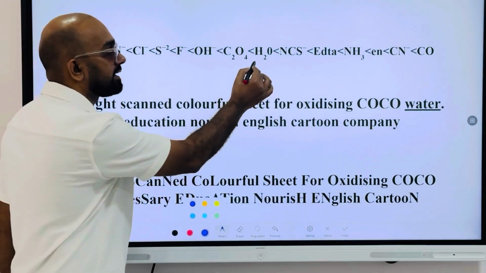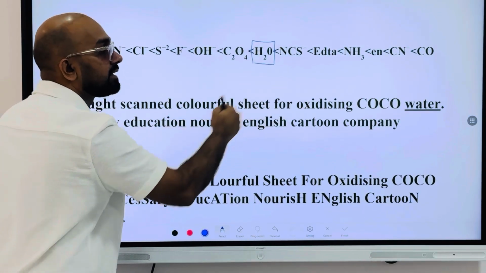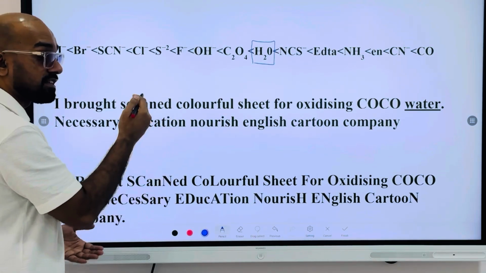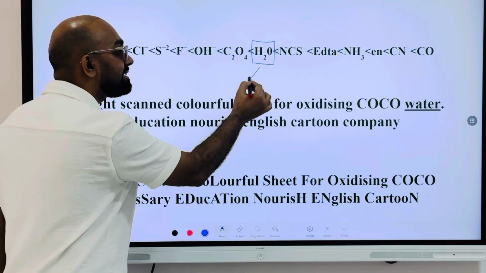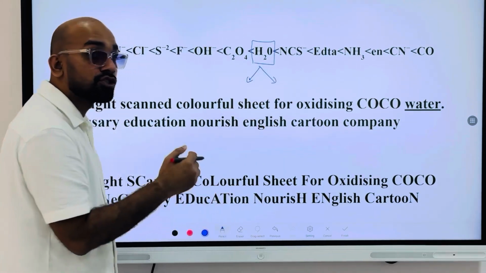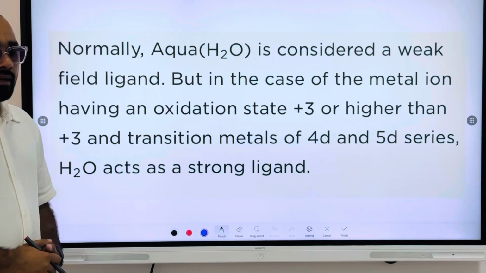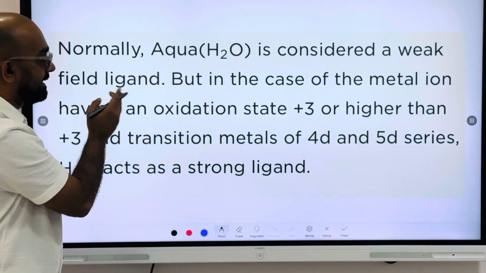Water is the middleman here. Okay, all the ligands after water are strong ligands and all the ligands before water are weak ligands. Now, what about water? Water can act as both strong and weak ligand. Okay, we can talk about that. Normally, water is considered as a weak ligand.